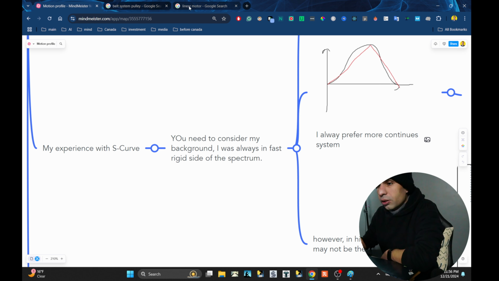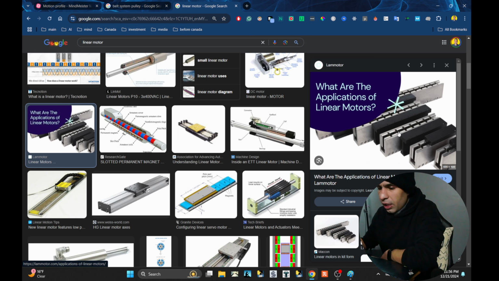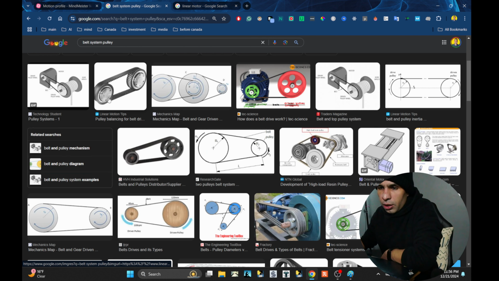So these things achieve both speed and rigidity, so less vibration, those kinds of things. What is the drawback? Cost. But something like a belt and pulley system is cheap. The problem is that you have more vibration, and they are less rigid.